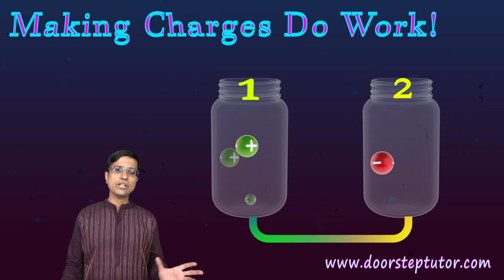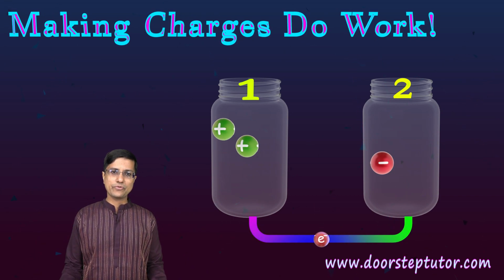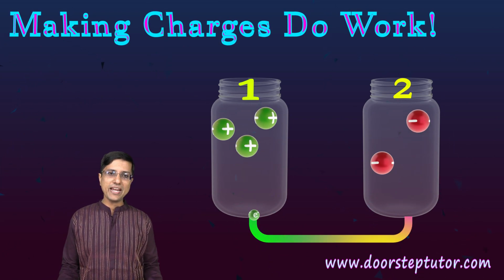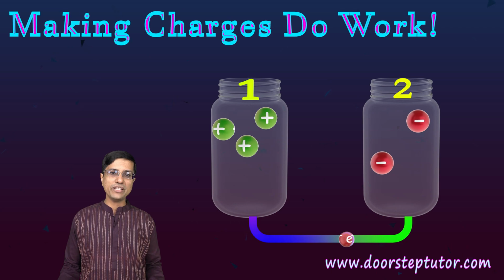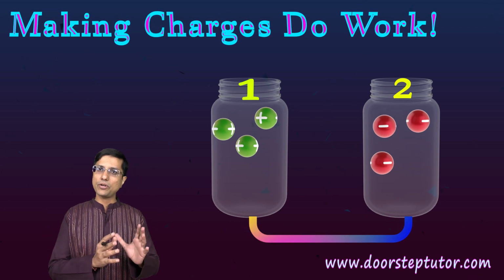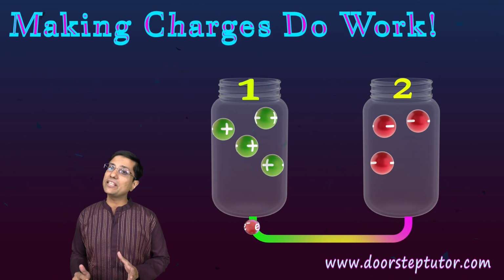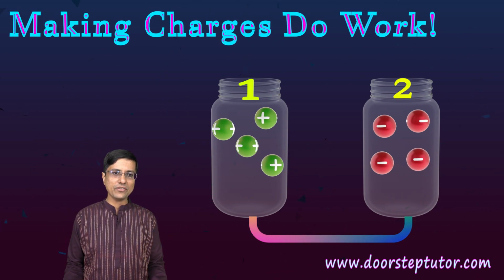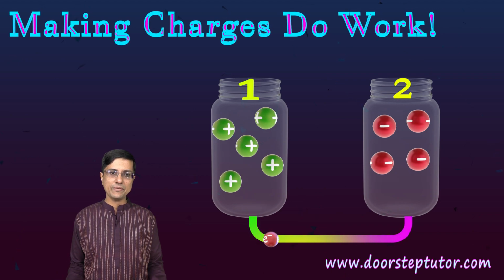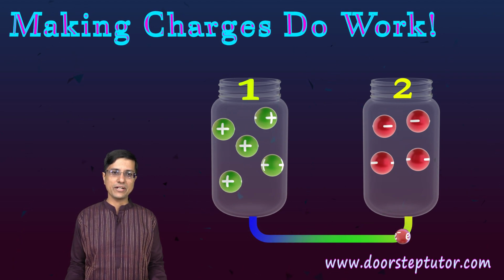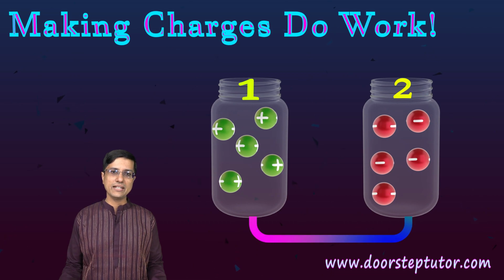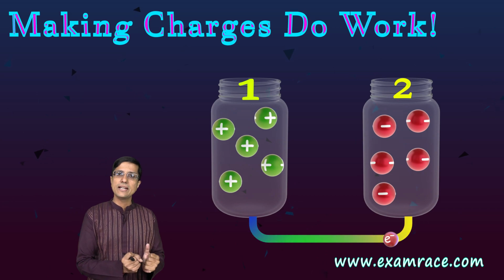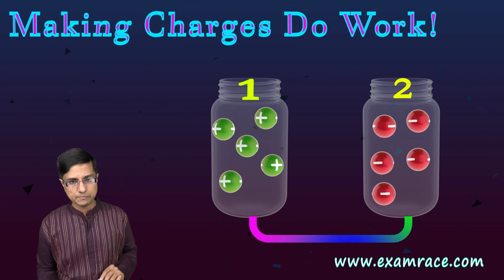So I have two jars here. Now, just suppose somehow I have managed to fill one of these jars with positive charges and the other one with negative charges. So what I did was essentially I took out electrons from this jar and I put them in the other one. Let's say that this is jar 1, this is jar 2. I took out electrons from jar 1 and I pushed them into jar 2.